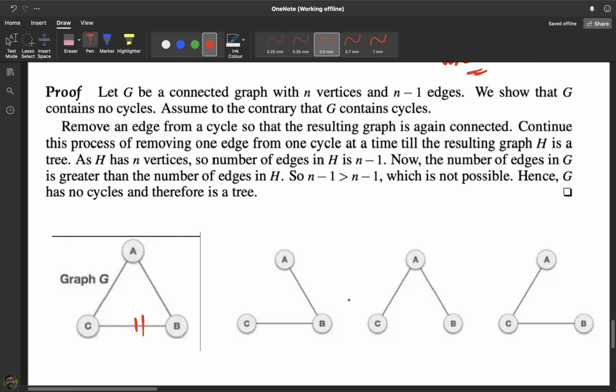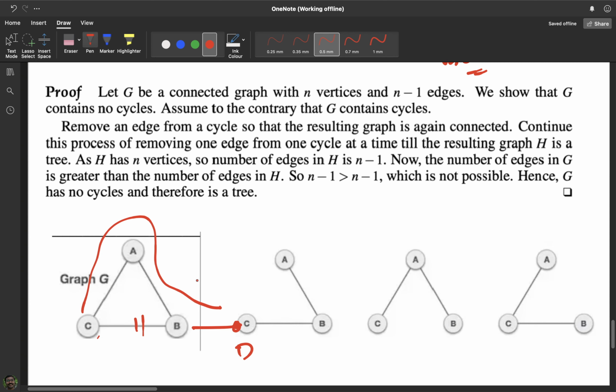So basically, suppose there was a vertex D here, so there was a path from this C to this D through this way. If I delete this edge, I can still go from C to D through A. This way also I can go from C to D. So deletion of one edge from a circuit does not disconnect the graph. That is the basic idea you have to know.